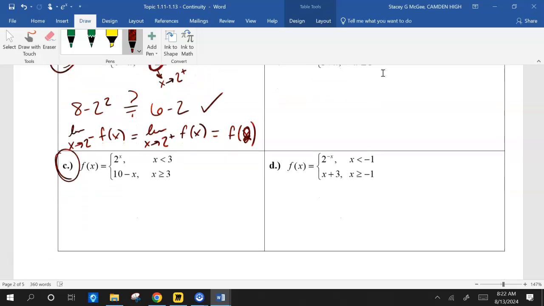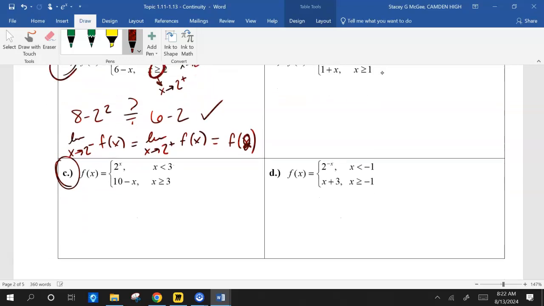Same thing with C. The first one's from the left, the second one's from the right. So the big question is, is 2 to the third the same thing as 10 minus 3? No. So it's not continuous. Is it a hole or a jump or an asymptote? It's a jump, right? Removable or non-removable? Non-removable discontinuity. It's a jump at 3. An asymptote is only when your bottom equals 0. There's no fraction, so there's no vertical asymptote.